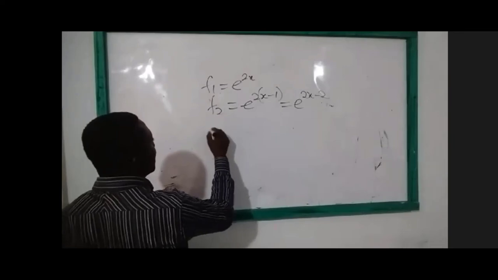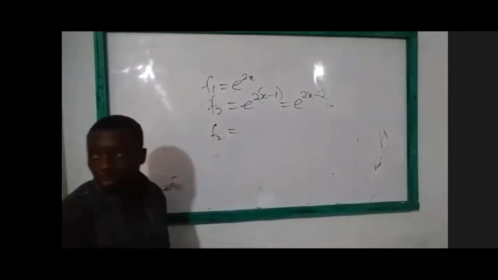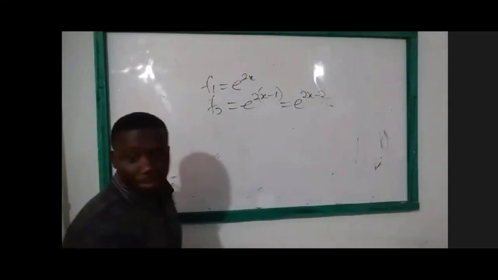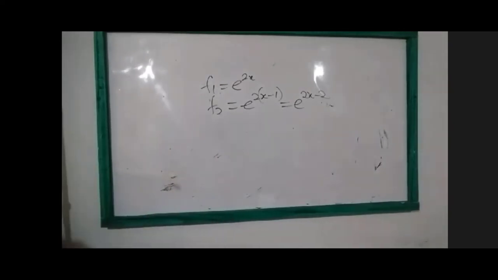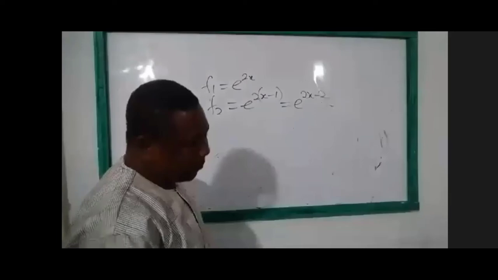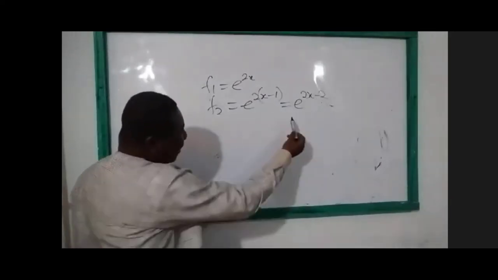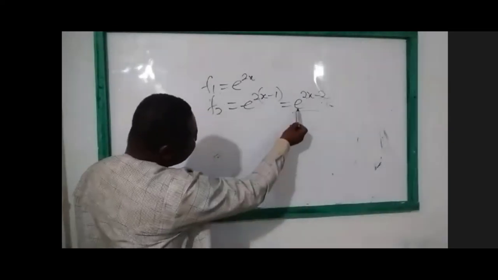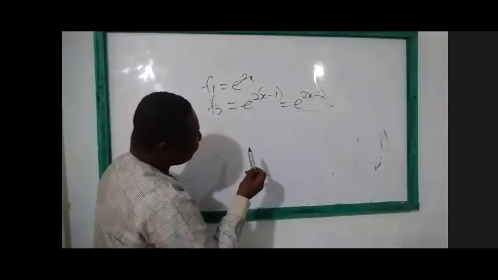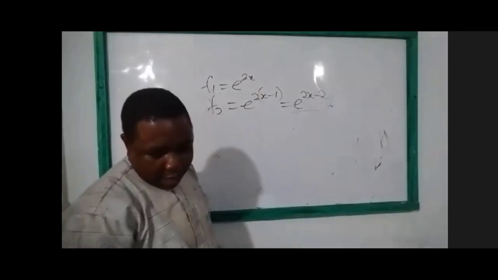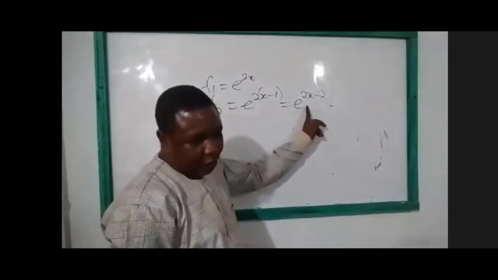Okay, so you can say that F2 should be equal to F1. I just want to make things simpler. So we have F2 is equal to e raised to the power 2x minus 2. Already you can see that there's some link: e raised to the power 2x, e raised to the power 2x. Now using your rules of indices, we can break this into pieces.